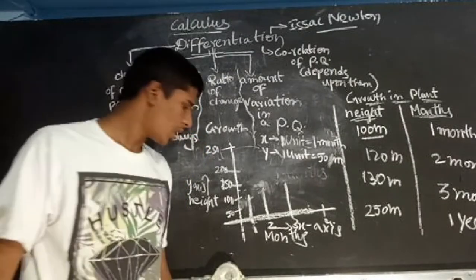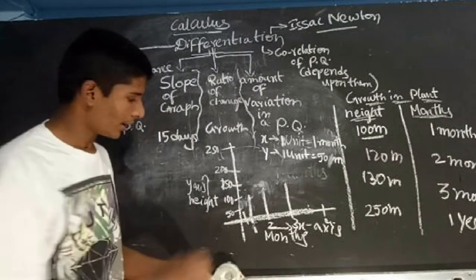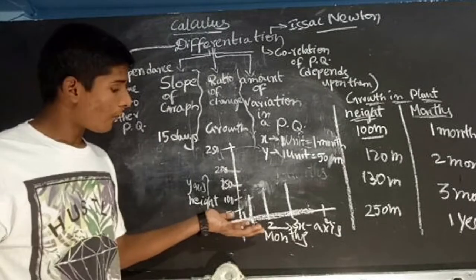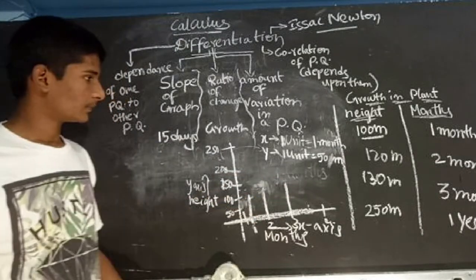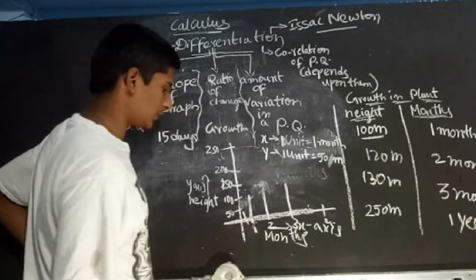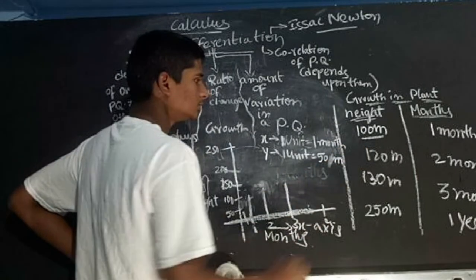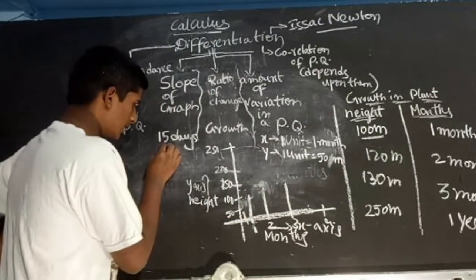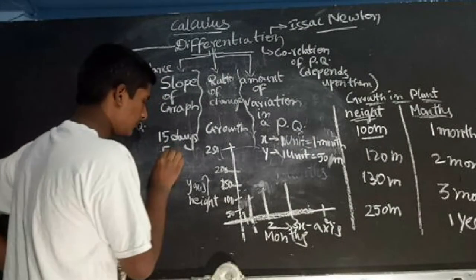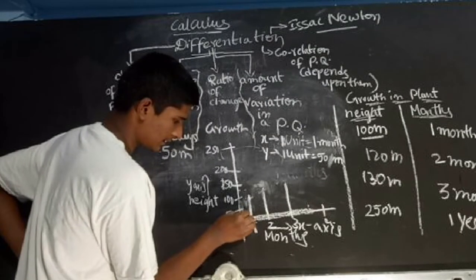15 days is here, which means half of the month. We took 1 centimeter as 1 unit, as 1 month. And I am assuming that if the plant grows in 15 days, in 15 days it is 50 meters. So this is the line.